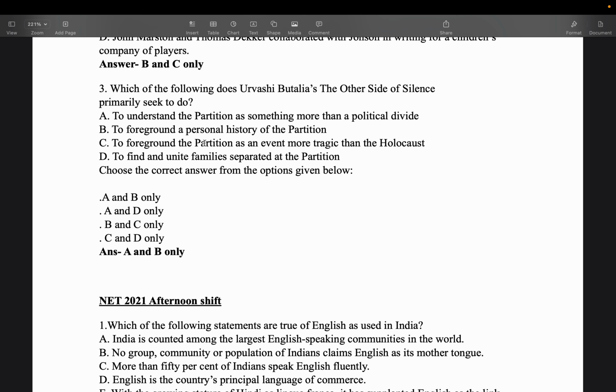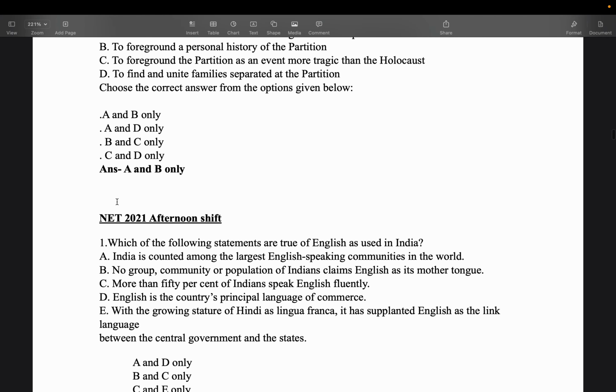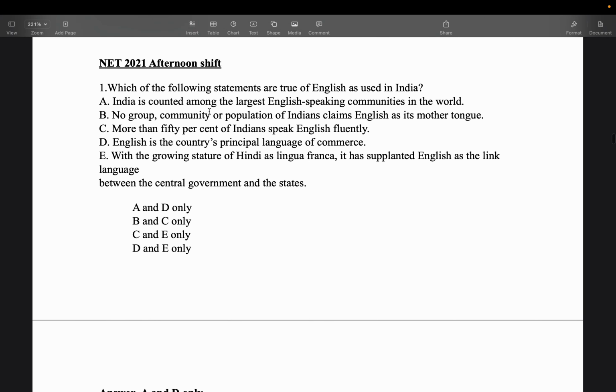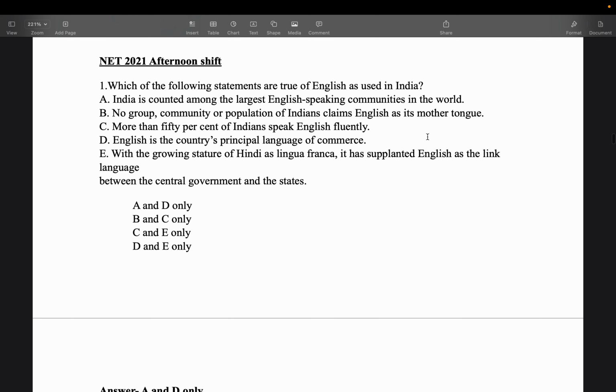To foreground the partition as even more tragic than the Holocaust. Arey, C is obviously wrong. She did not write to show that partition is more tragic than the Holocaust. To find and unite families separated at the partition. That is also absolutely wrong. This is a general knowledge, common sense question. Which of the following statements are true of English as used in India?